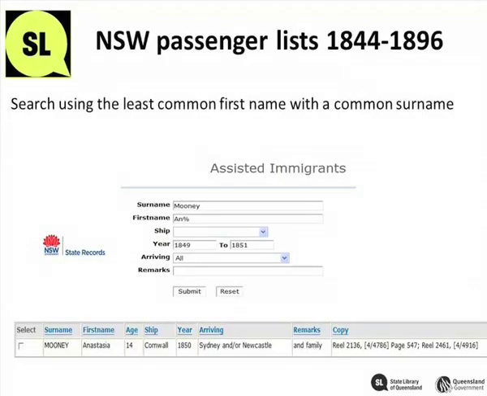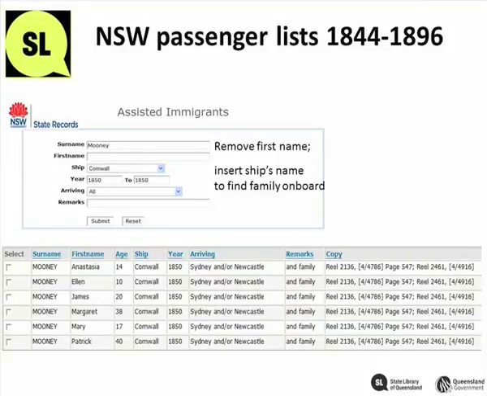If we submit that, and we know that he was here by 1851 because his death notice is in the Moreton Bay Courier, we get Anastasia Mooney, and we get "and family," which of course it's Patrick we're really after. There are just too many Patrick Mooneys. And we can see that there are two reels, 2136 and 2461. They're at State Archives. The higher numbered reel, and this is in your notes, contains the greater amount of information.